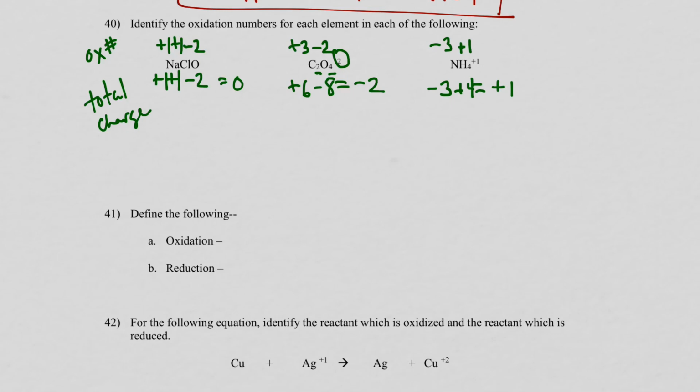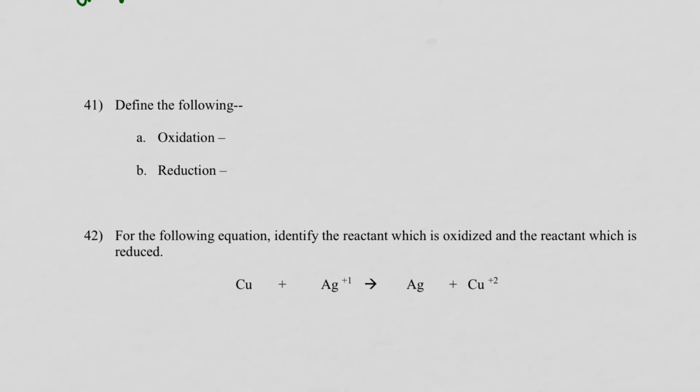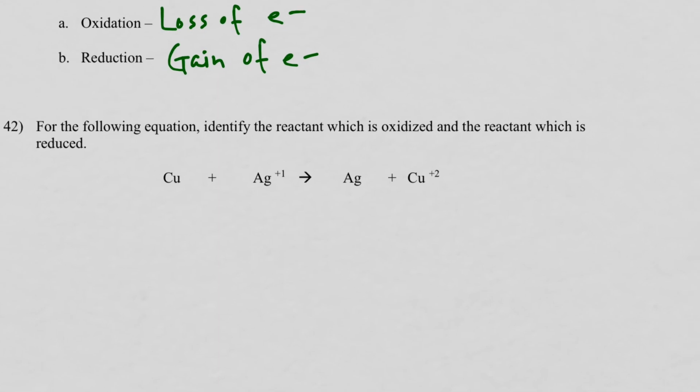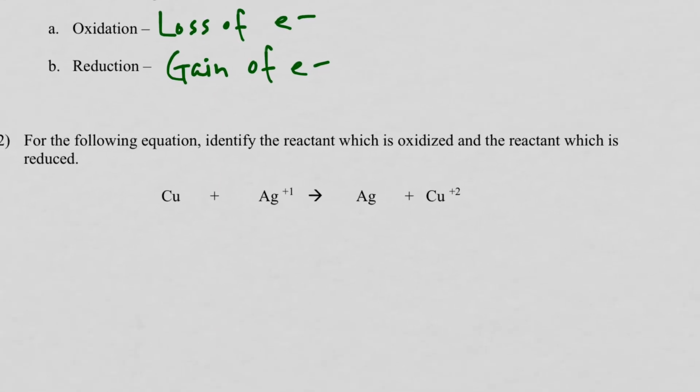Define the following: oxidation and reduction. This can come right from your notes. Oxidation is the loss of electrons, and reduction is the gain of electrons. And the final question asks you, for the following equation, can you identify the reactant which is oxidized and the reactant that is reduced? So it's looking for you to first assign oxidation numbers.